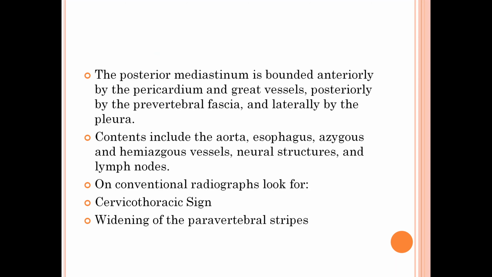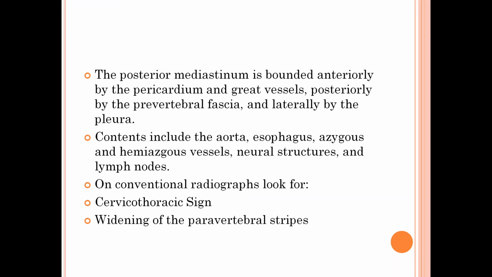Briefly about the posterior mediastinum. The posterior mediastinum is bounded anteriorly by the pericardium and great vessels, posteriorly by the prevertebral fascia, and laterally by the pleura. The contents of the posterior mediastinum include aorta, esophagus, azygous and hemiazygous vessels, neural structures, and lymph nodes.